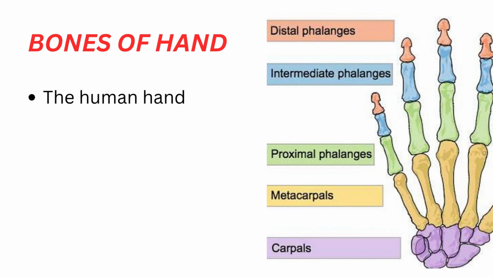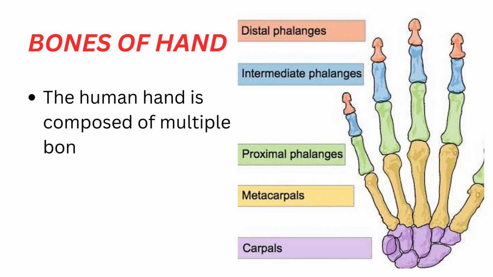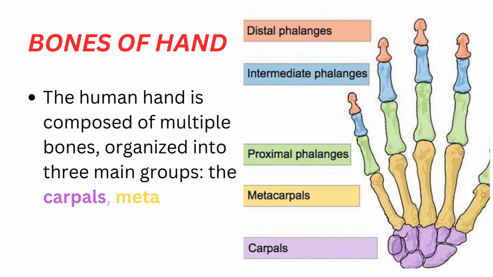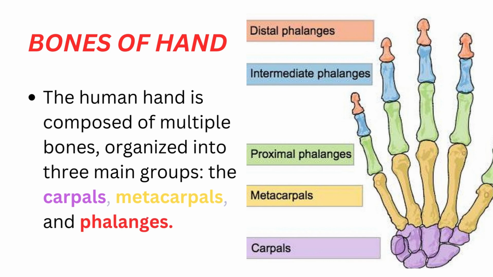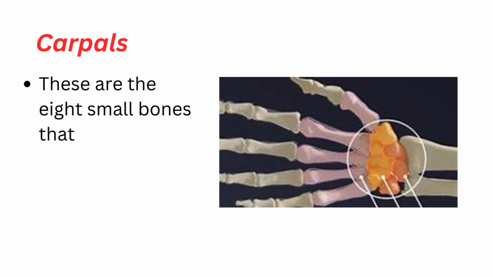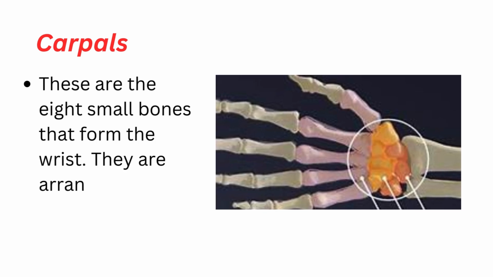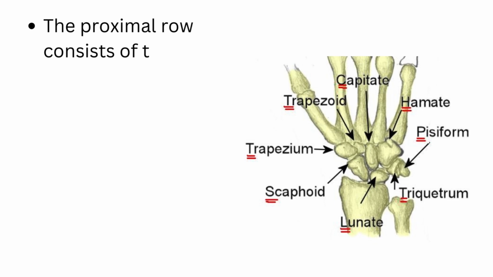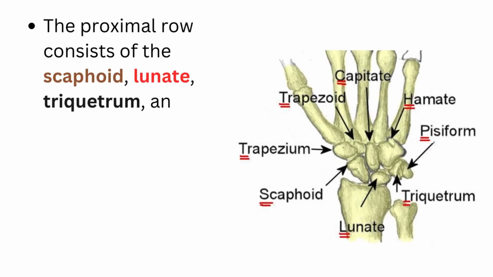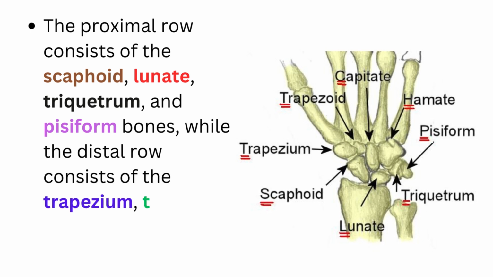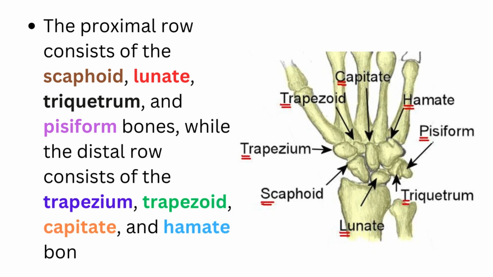Bones of the hand. The human hand is composed of multiple bones, organized into three main groups: the carpals, metacarpals, and phalanges. Carpals. These are the 8 small bones that form the wrist. They are arranged in 2 rows, proximal and distal. The proximal row consists of the scaphoid, lunate, triquetrum, and pisiform bones, while the distal row consists of the trapezium, trapezoid, capitate, and hamate bones.